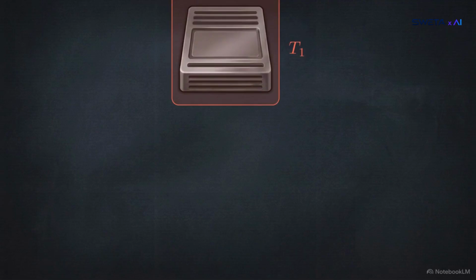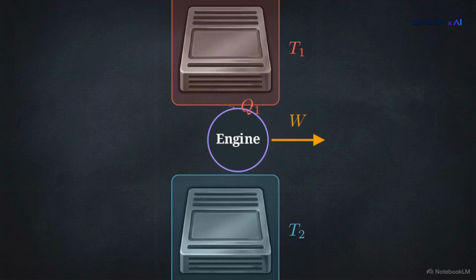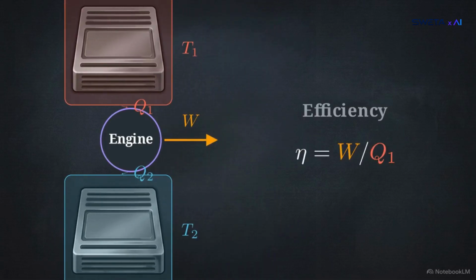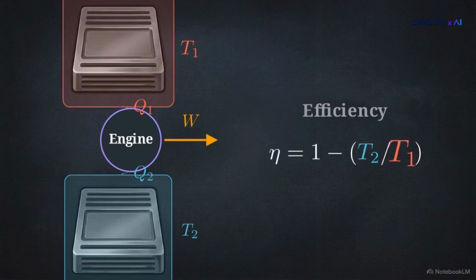Every engine must operate between a hot reservoir at temperature T1 and a cold reservoir at T2. To complete the cycle and return to its initial state, the engine is forced to reject a portion of energy as waste heat into the cold reservoir. Because efficiency is the ratio of work extracted to the heat absorbed, and because heat flow is proportional to absolute temperature, the maximum efficiency is defined by the ratio of these two reservoirs.